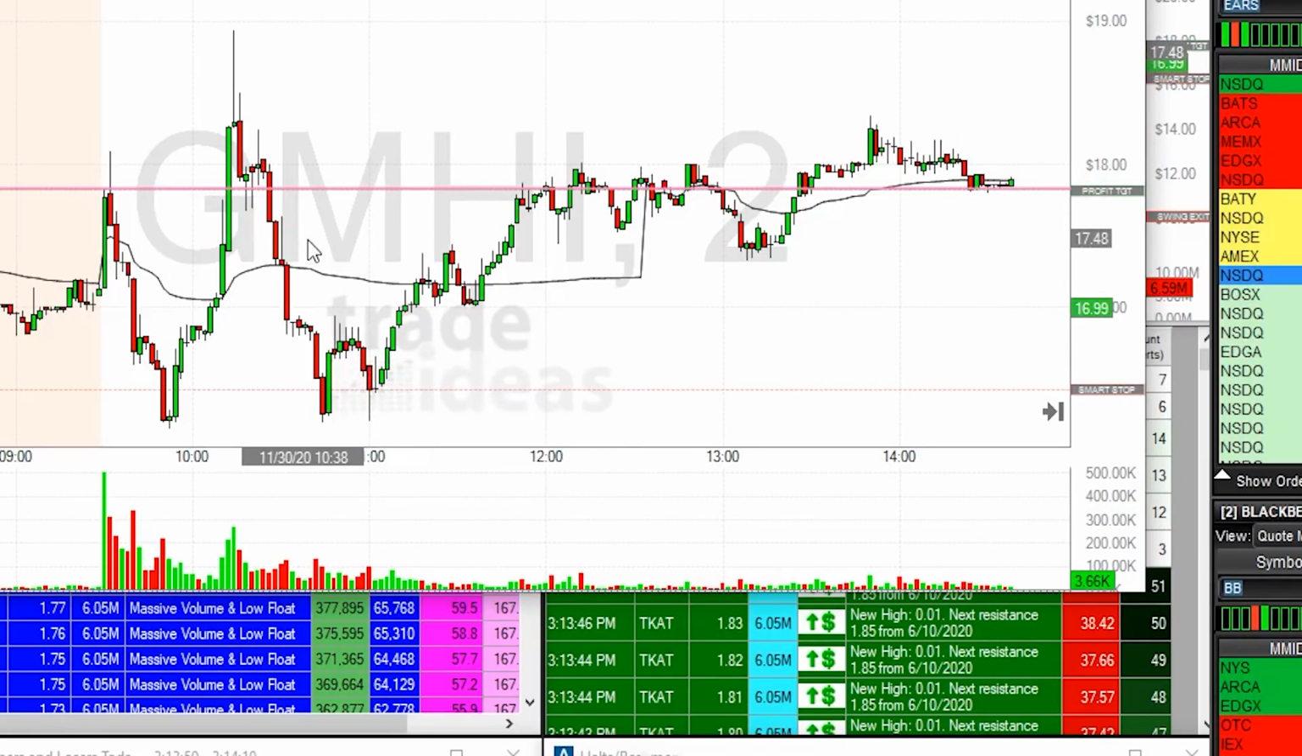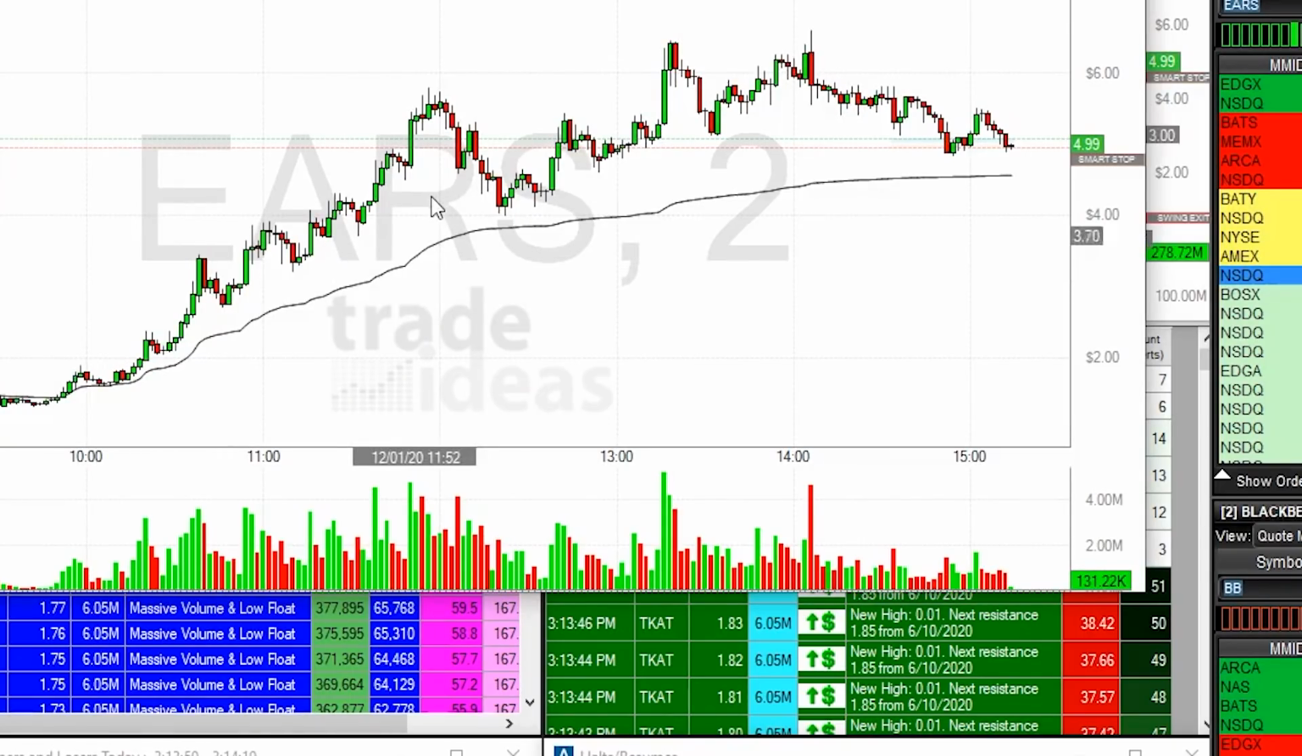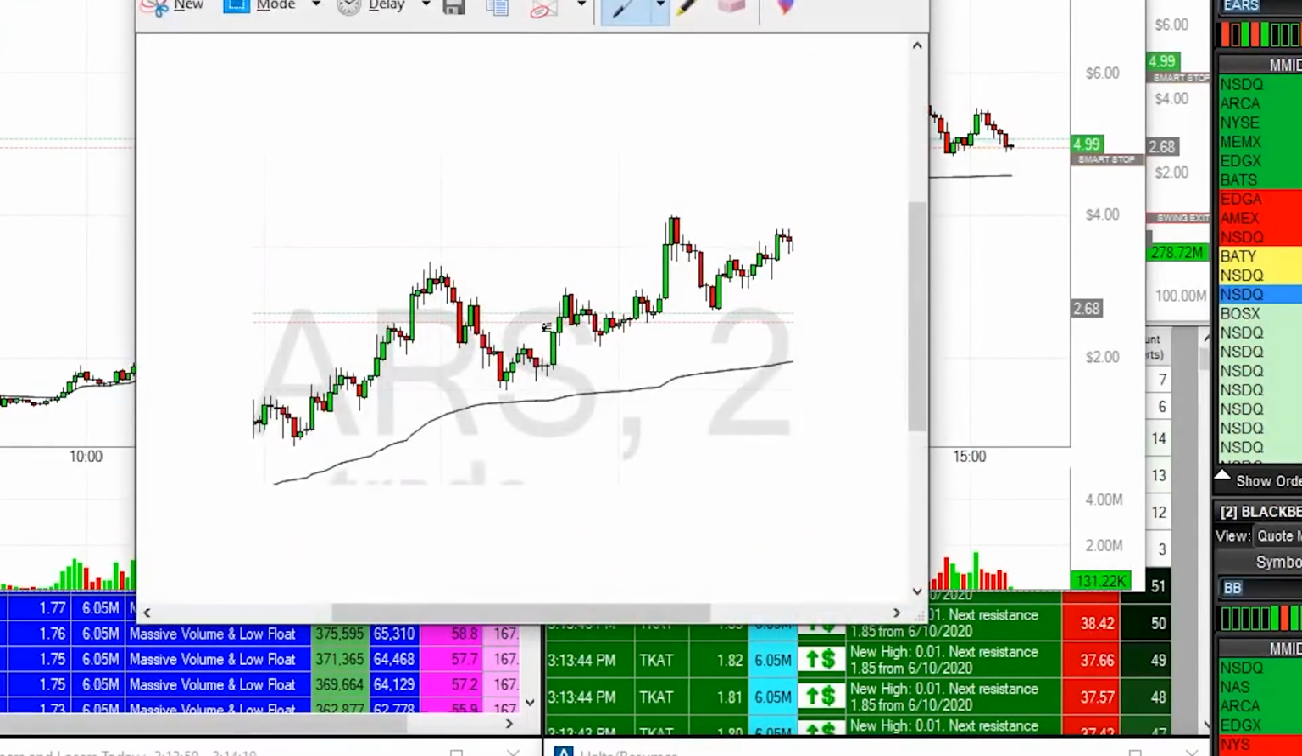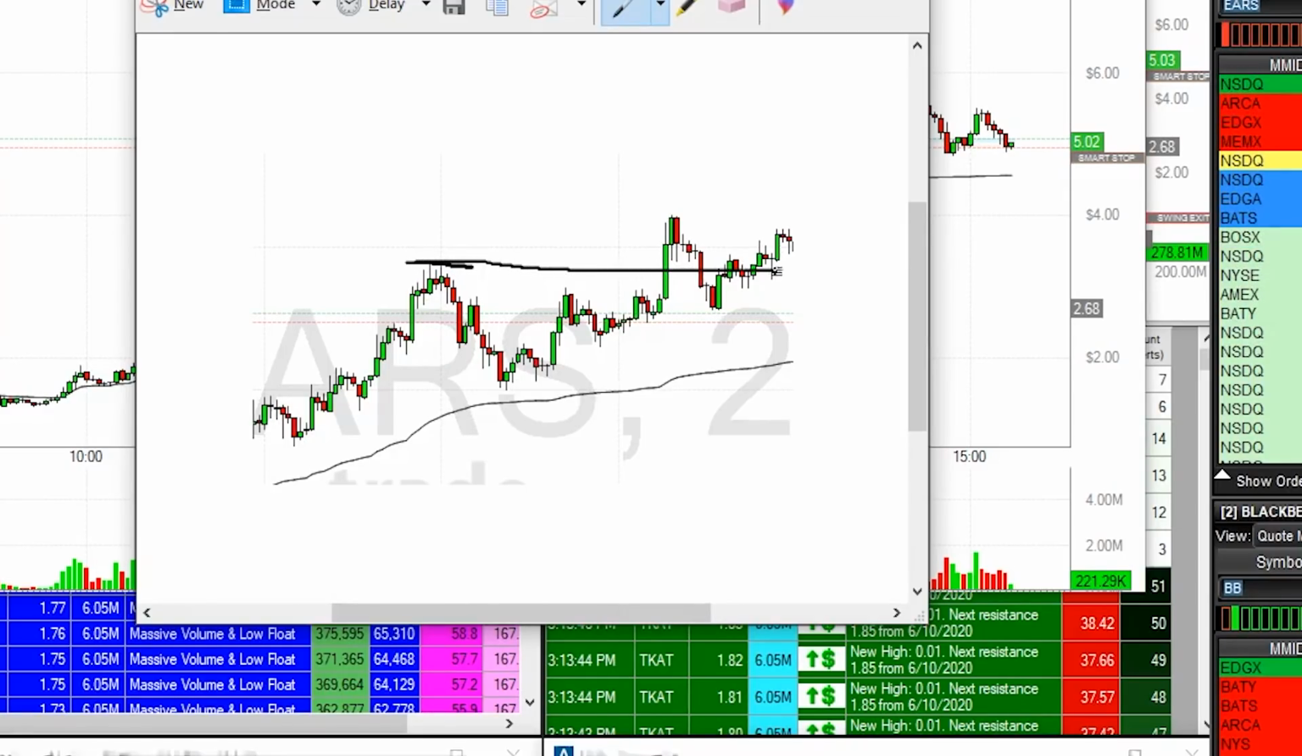So GMHI, here's an example of a great U-shaped pattern. Obviously, again, EARS right here. EARS, I've already talked about this one. We could break this down and talk about the ABC, right? What do we have right here? We could see as the stock comes up towards our top resistance, there's our resistance wall. We can drag it right on across, right? We have our A wall. We are going to have our B wall. We are going to have our C. And then, of course, we have our D.